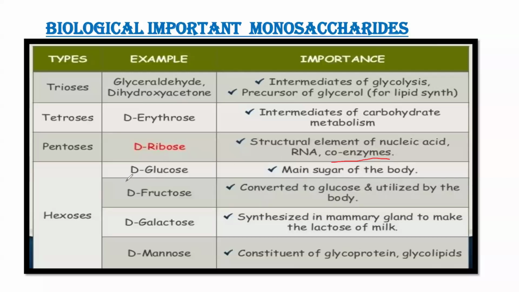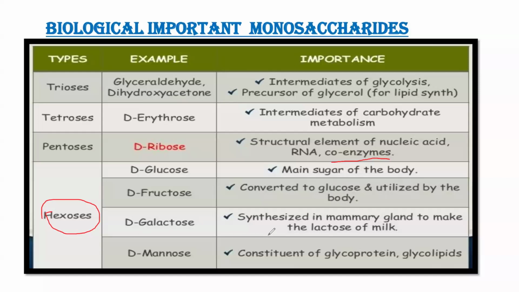And then the next type of sugar that we are going to look at is D-glucose. So D-glucose, fructose, galactose, and mannose are all hexoses. That is those sugars with 6 carbons. And glucose is used as the main sugar of the body. It is the main sugar of the body because glucose is what you use as a starting material for glycolysis so that our body can produce enough energy. Then D-fructose can also be converted to glucose and utilized by the body for energy generation.